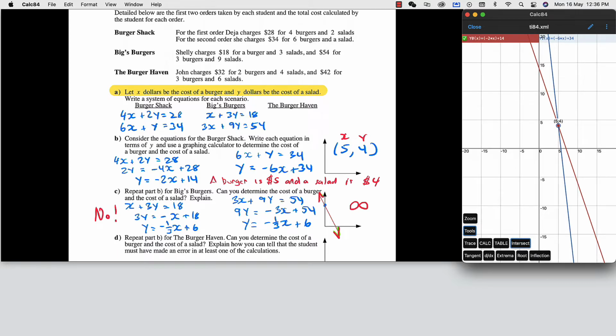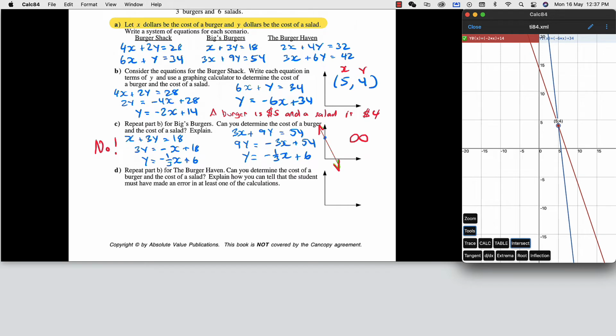Okay, so let's move on to the Burger Haven. And again, we got 2 burgers and 4 salads costing 32. And we've got 3 burgers and 6 salads costing 42.